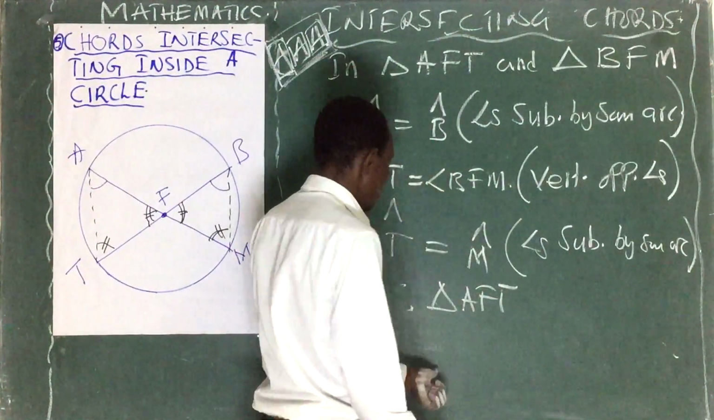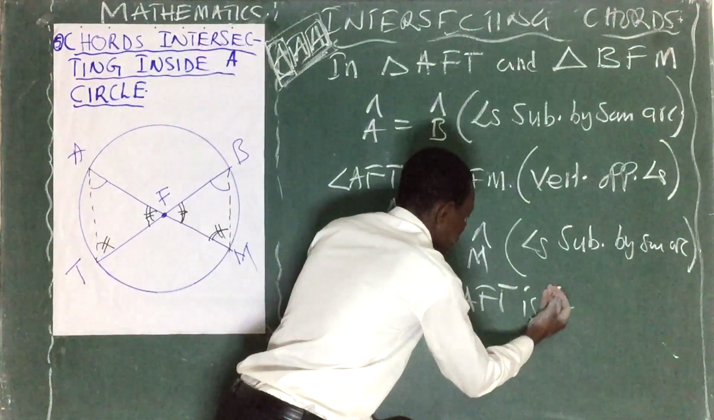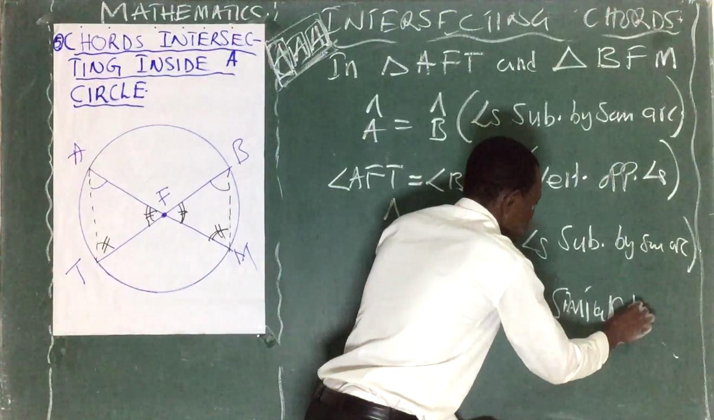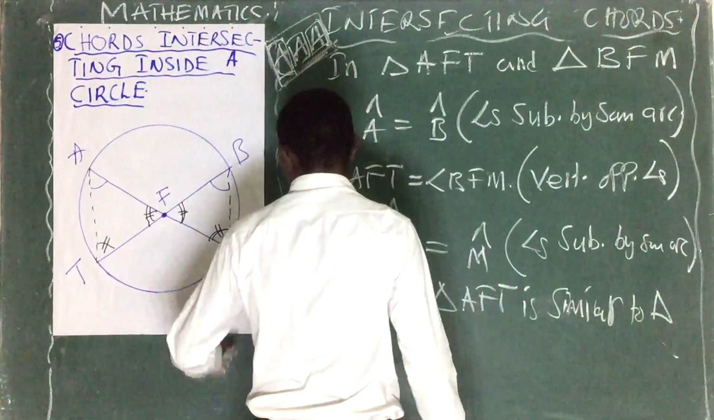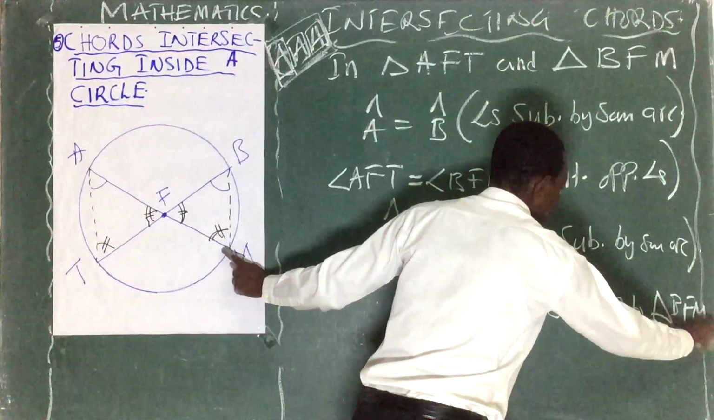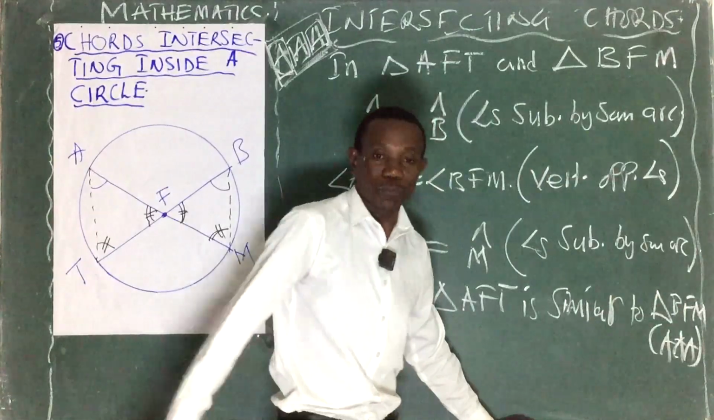Right, so I'll write here triangle AFT is similar to triangle, now it will be BFM. BFM. Reason: angle, angle, angle.